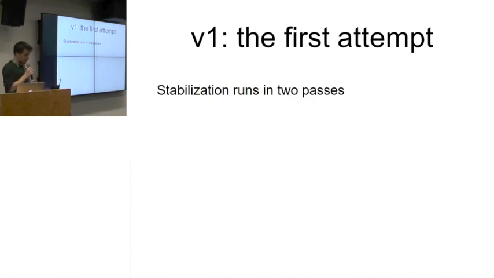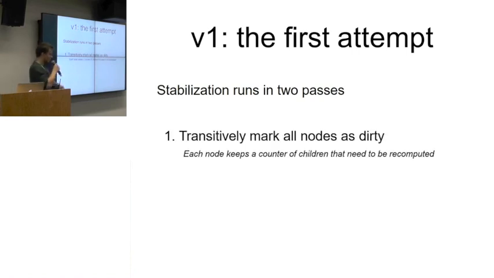So how do you do stabilize? Well, the first way you can do it is to divide it into 2 passes. The first one walks from the leaf nodes, which are your inputs, and you know which leaf nodes have changed. You transitively walk the tree upwards and mark every node that you see as dirty, to be recomputed. And you also keep a tiny counter to say how many of my children need to be recomputed before I can be recomputed.